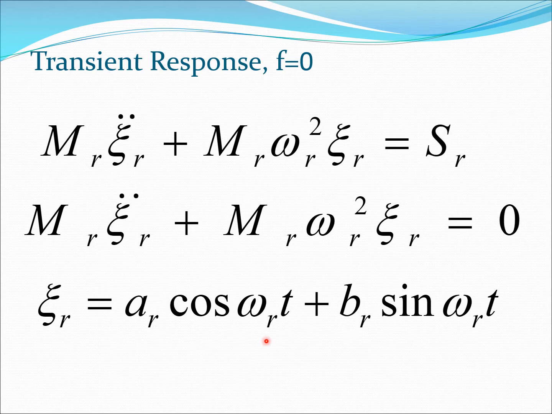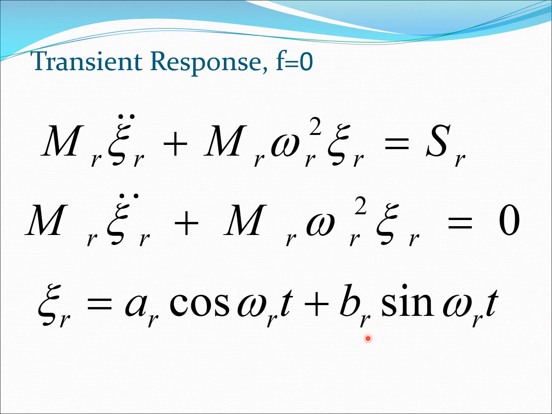So now let us look at a particular kind of response which is very important, and that is the transient response. The transient response happens when the forcing is zero on a system. So that would mean that S r would be zero. Recall that S r is phi transpose into F. So F being zero, S r would be zero. So essentially this would be the governing differential equation, which is the equation of motion of a single degree of freedom system. Now solving this would give us xi r equals A r cos of frequency into t plus B r sine of frequency into t. This we know from our study of the single degree of freedom spring mass system.